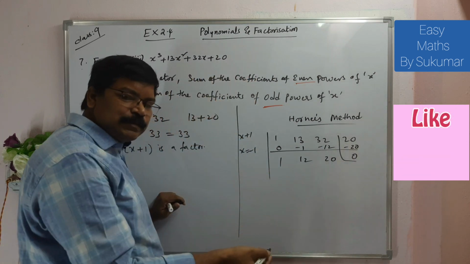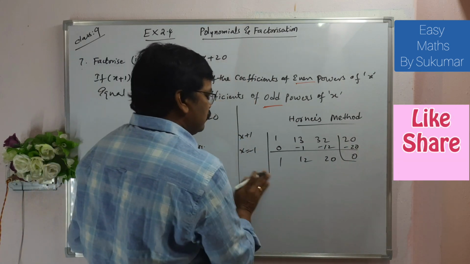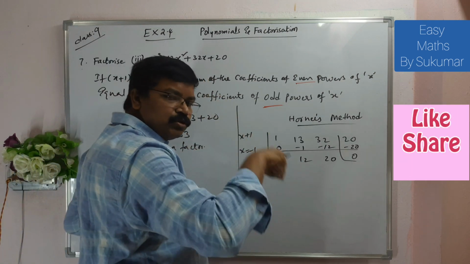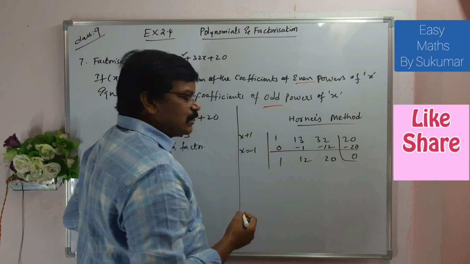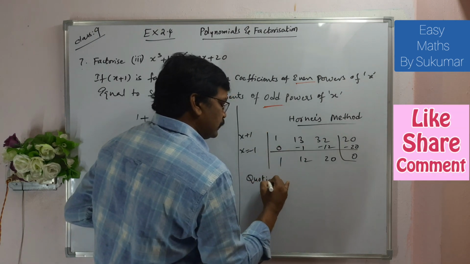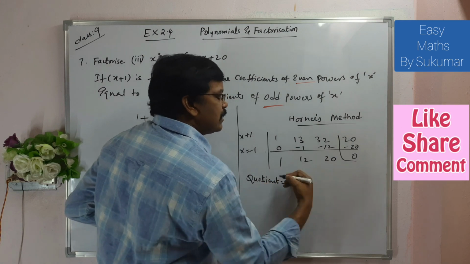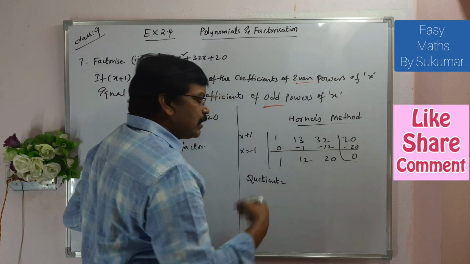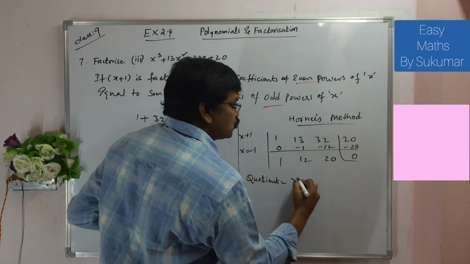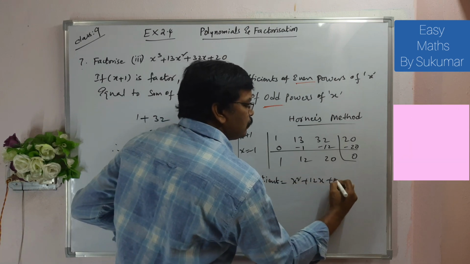That means x plus 1 is a factor, which we already know by the earlier concept. Now to find the quotient, write it in polynomial form. That means x square plus 12x plus 20.